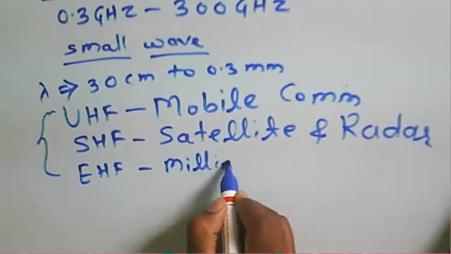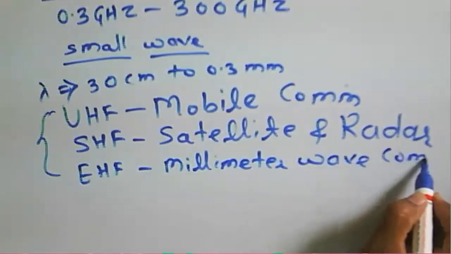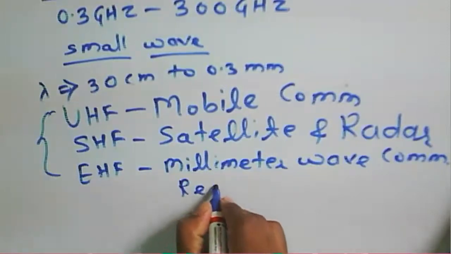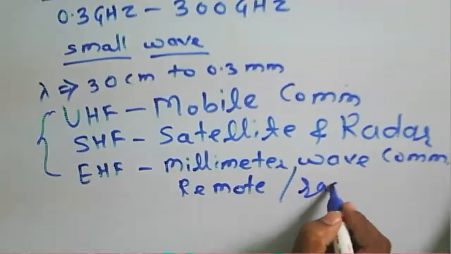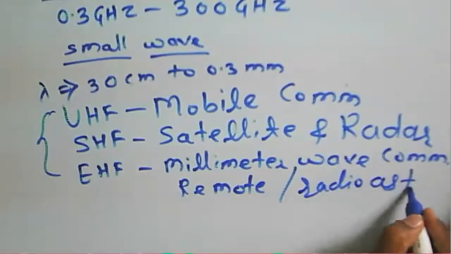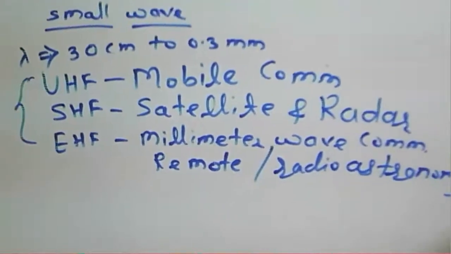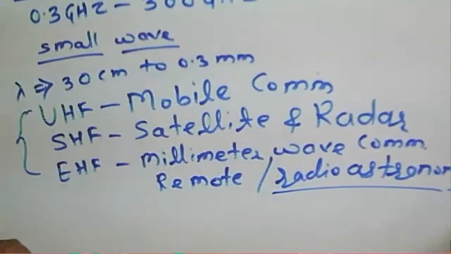Okay, so we can say that millimeter wave communication, or it is useful for remote sensing, or radio astronomy. Okay, so we can say that this is about radio astronomy. This band is to be used, the extremely high frequency band. So that is about the microwave frequency band.